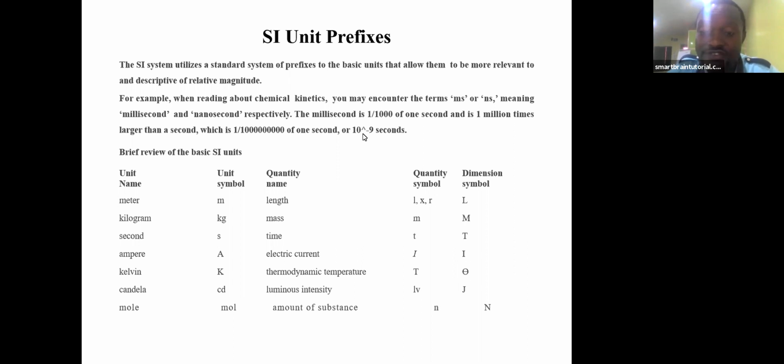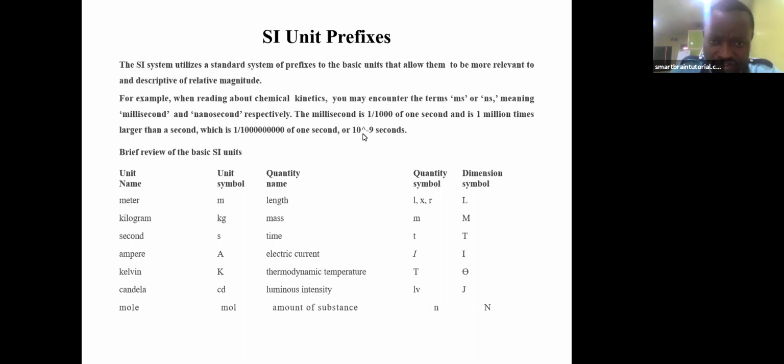The millisecond is 1/1000 of a second. If you take 1 second and divide it by 1000, you have a millisecond. And the nanosecond is 1/1 million of a second. That means if you divide 1 second by 1 million, you now have a nanosecond. It can be expressed in standard form as 10 raised to the power of -9 seconds.